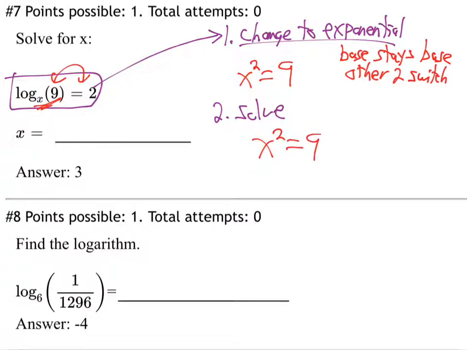By the way, see how we got rid of the log word? There's no more log, right? You get rid of the log word, and when you do, the base stays the base, the other two switch. That changes it to exponential. Now, how do you solve for x here? Well, you know what to do. You square root it, huh? Square root of 9, because rooting cancels squaring. Square root of 9 is 3. The answer is 3. There we go.